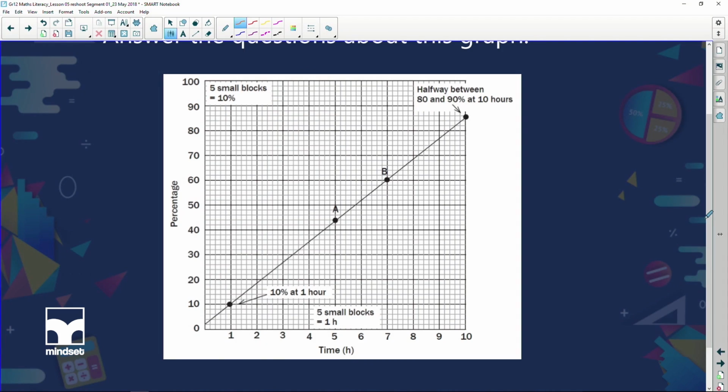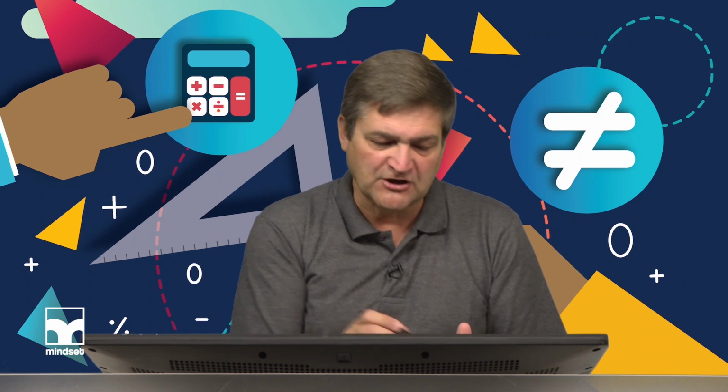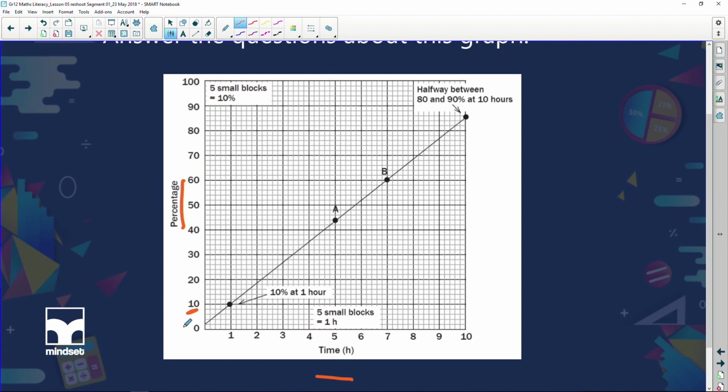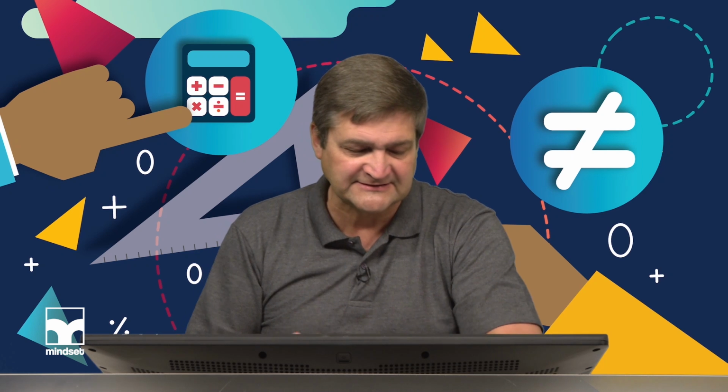Here I have a graph. I've got percentage and I've got time. Now what we're going to do is this. Let's pretend, and I don't know the question, so I'm going to make it up as we go, that we're doing work. As 1 hour goes past, we've done 10% of the work. As 2 hours go past, we've done that amount of the work. So we've got to find out how much work we've done over a period of time. Not worried about the question, worrying about the scale.